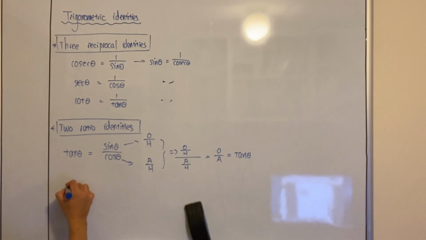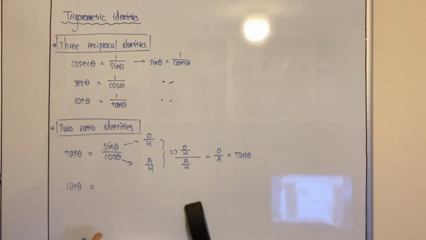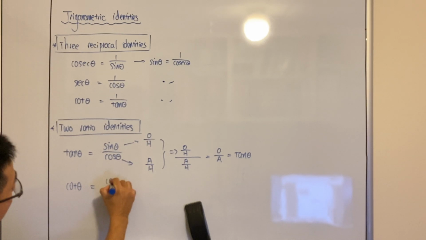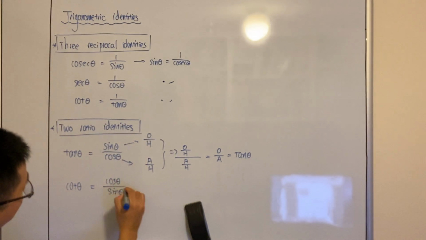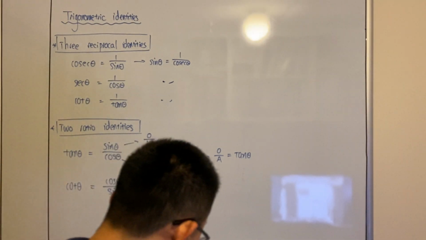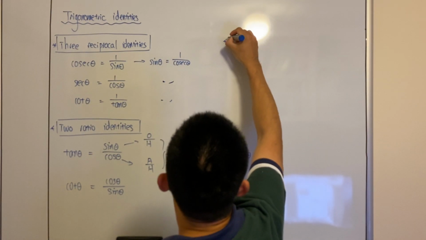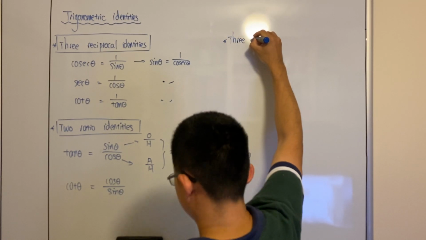Right, and then we've got another ratio identity, which is cotangent theta. And we know, according to here, cotangent theta is equal to 1 over tangent theta. So therefore, cot theta is equal to cos theta divided by sine theta. All right, so these are the two ratio identities that you guys need to know how to do. That's pretty easy, I think. For the first two sets of formulas, that's pretty easy. All right, so the next one is called the three Pythagorean identities.